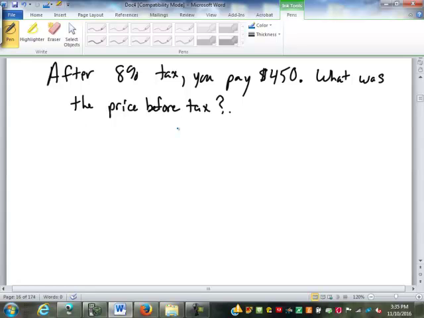I have an 89. 89. Oh, sorry. No, that's 8. So we have to find what that was before the tax. The problem was we have the price before tax plus the tax, and we get the price after tax.